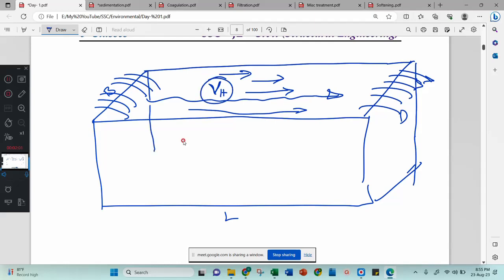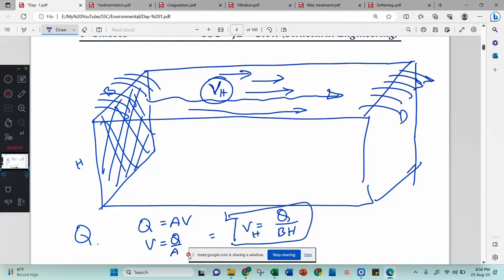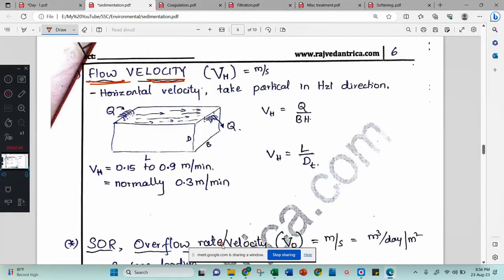For flow velocity, I have to complete this diagram, and then here I will have some area. Let us know the Q value. The Q value is known to us. How? By population. You already know the population and the demand. You multiply so many factors, then you get the Q value. Then Q equals A into V, so V equals Q divided by A. Which area will you write? Here V is equal to Q divided by B into H. This is your horizontal velocity, VH equals Q divided by BH.